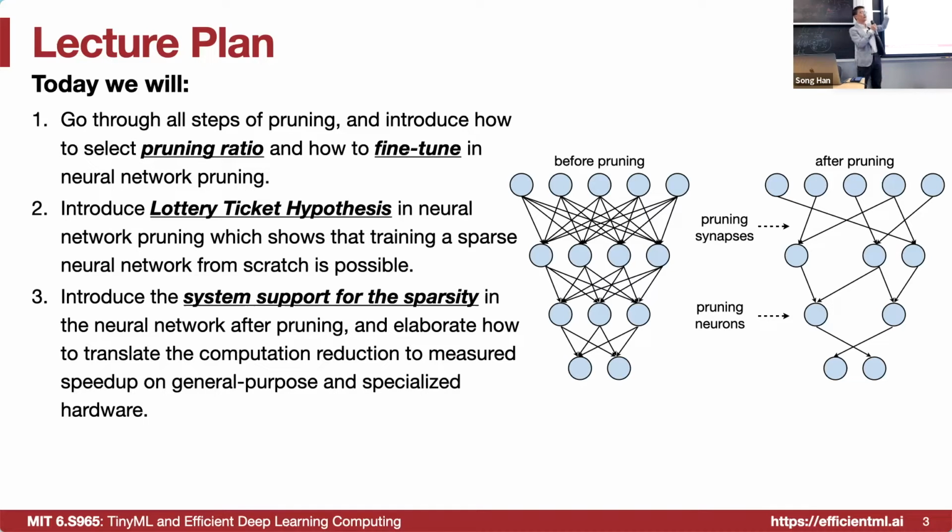So how do you select the pruning ratio? The deep neural net has many different layers. VGG has 16 layers, ResNet-50 has 50 layers. Are all the layers equal? Do you prune them with a similar sparsity ratio for each layer? That's actually not the case. And how do we select the sparsity ratio for each layer?